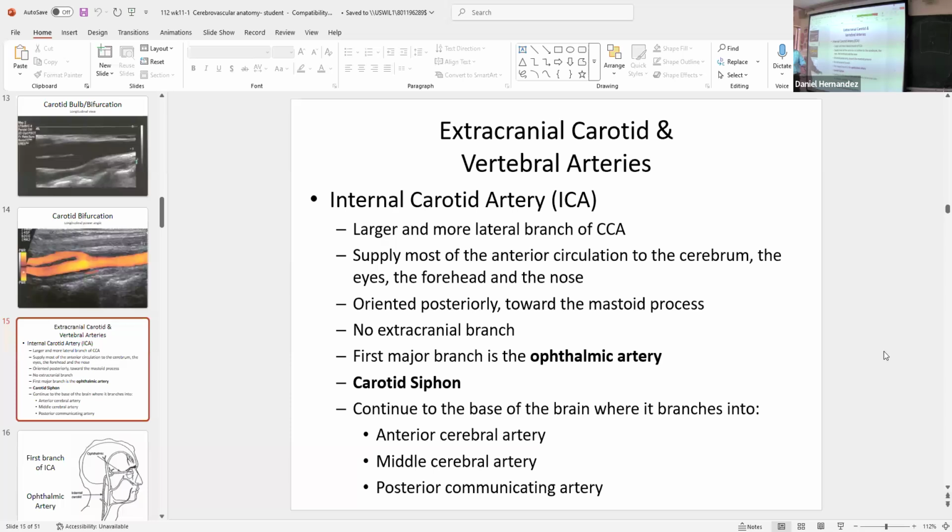The first branch of the ICA is intracranial, in the circle of Willis, and that's our ophthalmic artery. So that's the first major branch, intracranial, and the ophthalmic artery supplies blood flow to the eyes, to the orbits. Part of the circle of Willis is this carotid siphon, where the ICA makes kind of an S turn. When we get to the circle of Willis, we'll look at the carotid siphon.